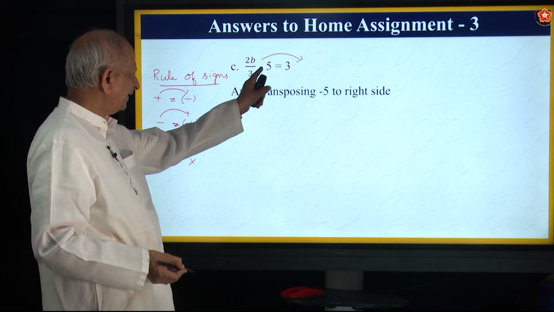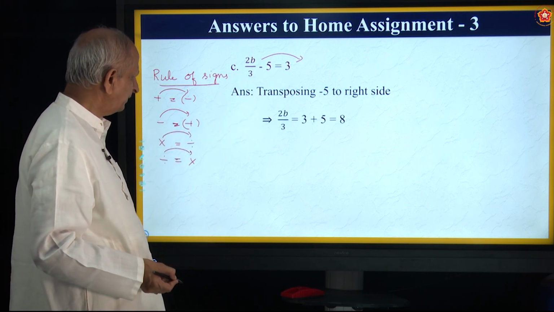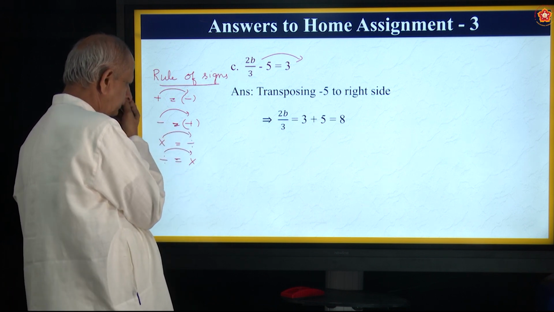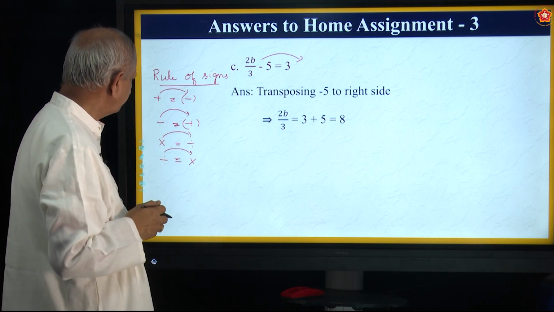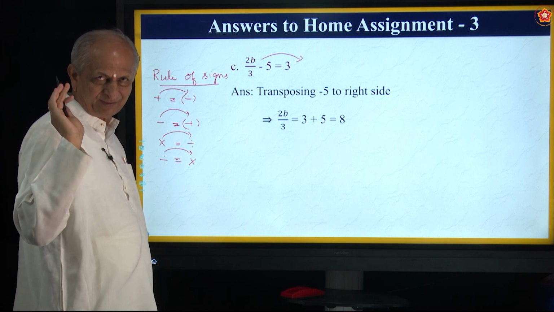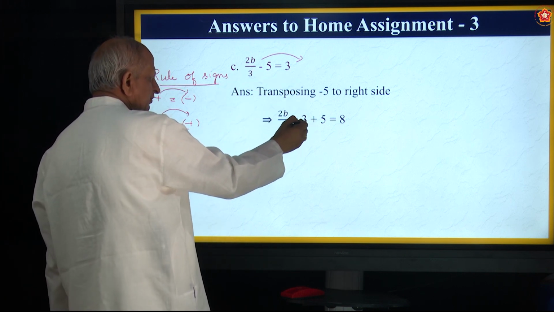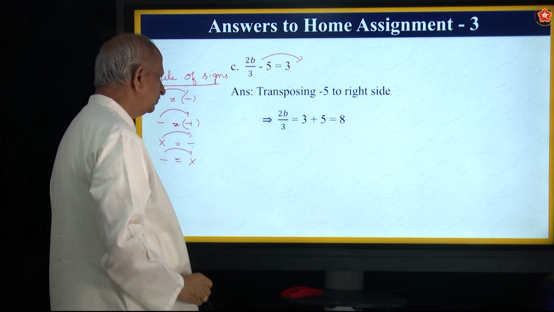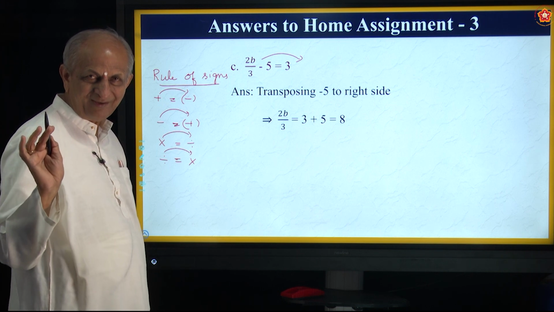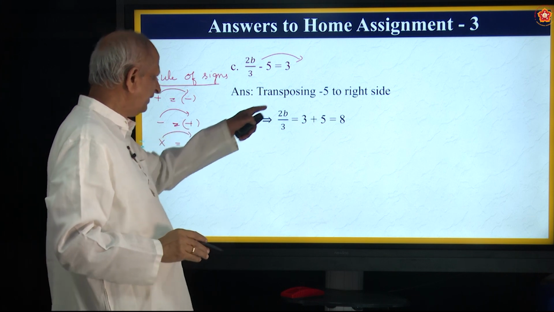So, now minus 5 to be transposed to the right side becomes plus 5. This rule is applied to equations. So minus 5 becomes plus 5, 3 plus 5 is 8. So, is it over? No. What do you have to find out? You have to find the value of the unknown. What is the unknown here? B.